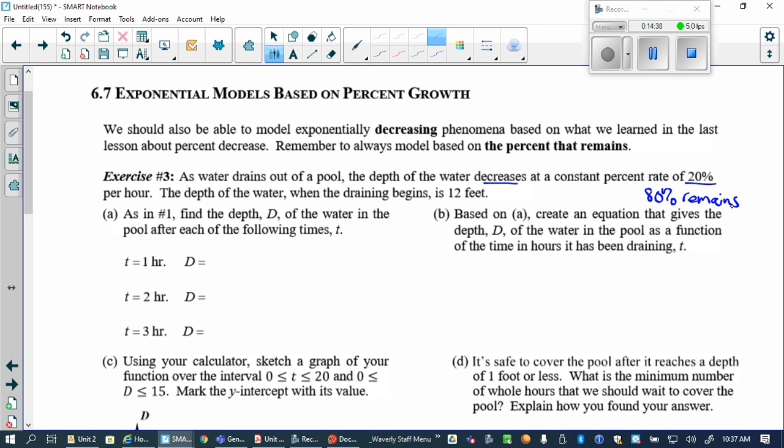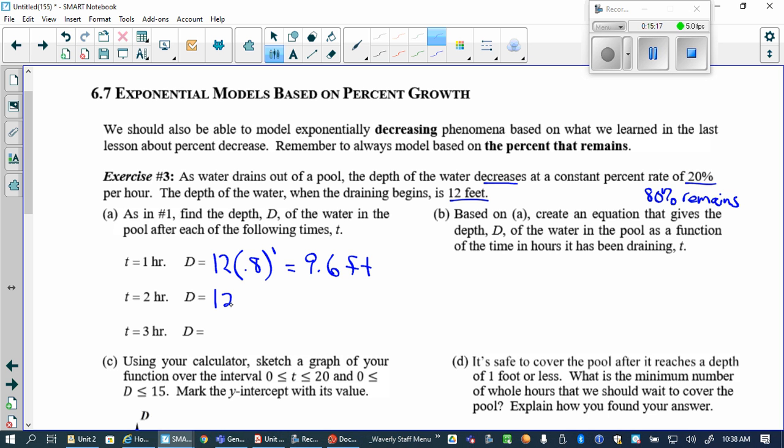Okay. What's the starting amount of water? 12 feet. Wouldn't that be like our A in the thing? All right, so the depth after 1 hour, so we can do this quickly, right? There would be 12 times what number? No, 1 minus 0.2. What remains? 0.8 after 1 hour. So wouldn't that be to the first, right? One time? What's that give you? So 9.6 feet, right?